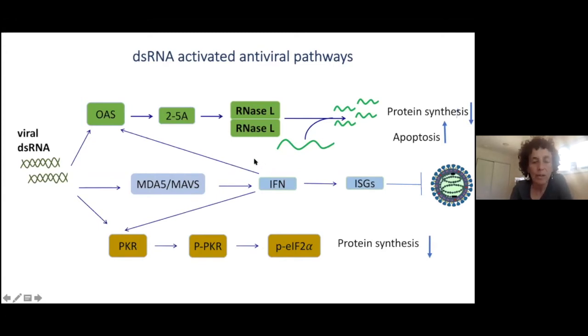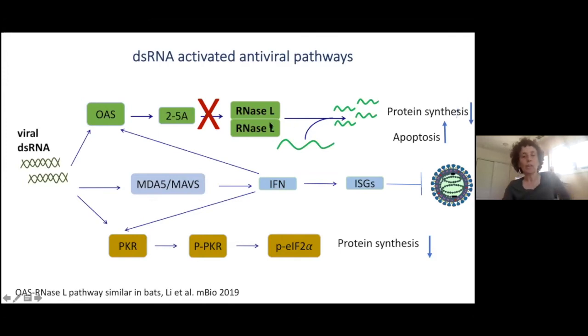So the first thing I'm going to talk about is a group of proteins called phosphodiesterases encoded by some coronaviruses that cleave 2,5A and inhibit this pathway. I'm going to describe that in some detail. Before I go on, I was just going to mention that this pathway, the OAS pathway, we've recently characterized in bat cells, and it's actually quite similar to human cells. We thought there might be differences, but there weren't.